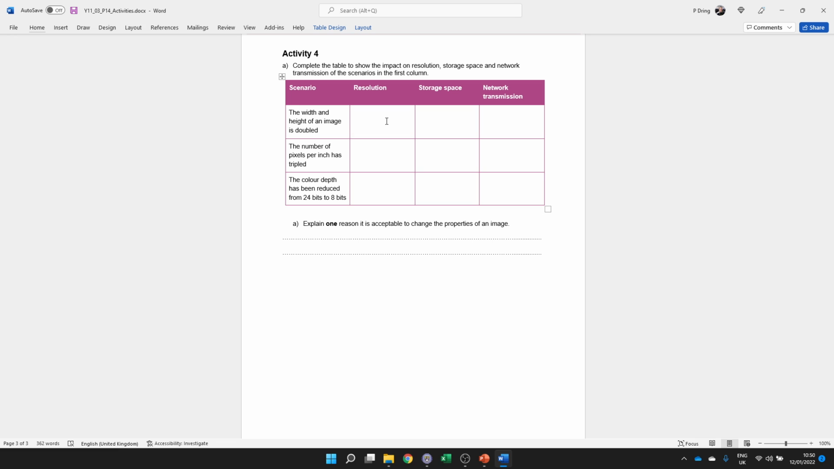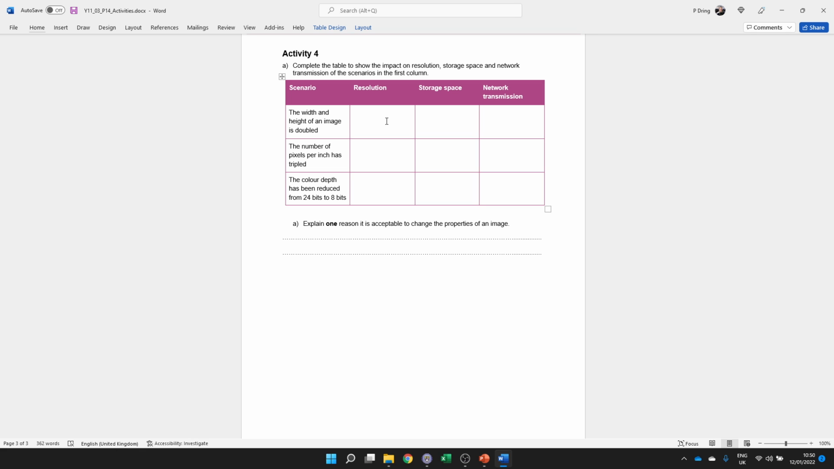The resolution is still going to be the number of pixels per inch. The resolution will not change. The storage space will change. It will get doubled if you double the width, and then doubled again if you double the height. So the storage space is going to get squared if you double both width and height, but it's enough to say it increases. Which makes sense, doesn't it?